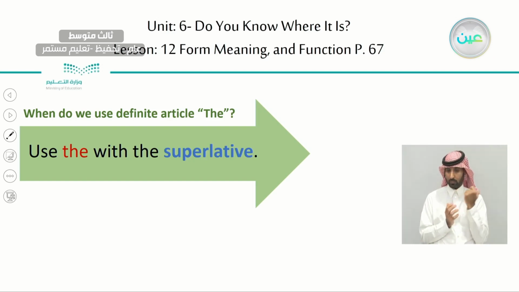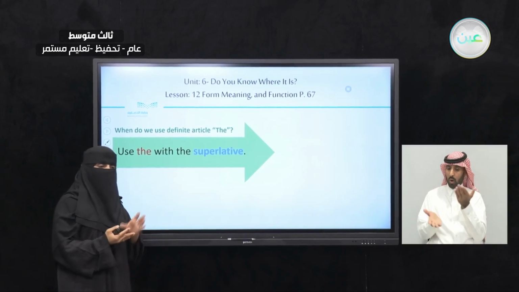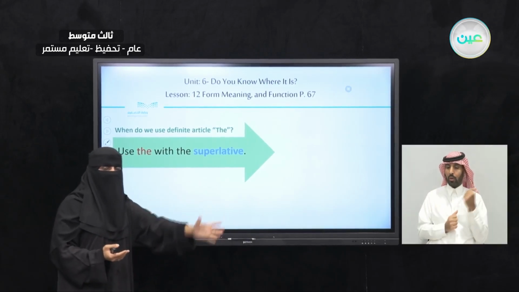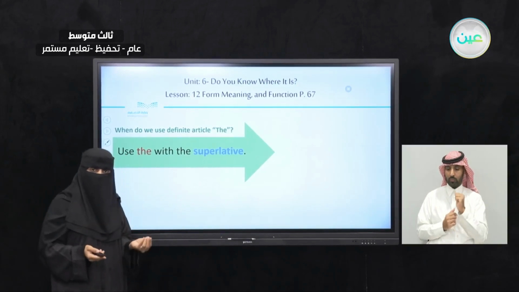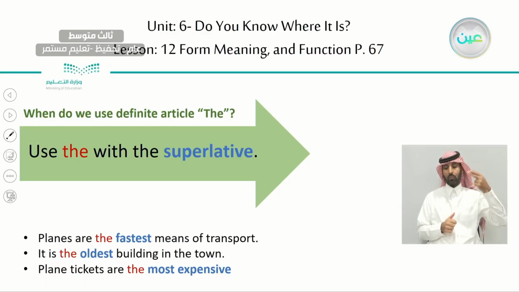When do we use the definite article also? We use the with the superlative. Do you remember our grammar, the superlative and comparative? The superlative, when we compare between three things and more, we use the superlative. When we use the superlative, we use the. Okay? Look at the example.